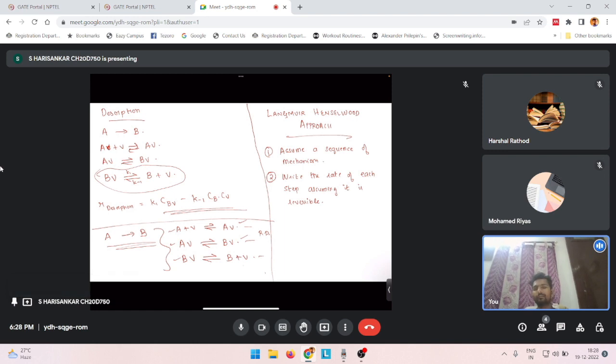We wrote the reaction rate equation for it. So you can write the rate equation for adsorption. So here, R_adsorption is equal to K1 C_A C_V minus K minus 1 C_AV, right? Then the reaction will be K1 C_AV minus K minus 1 C_BV. Now we'll write it as K2 to avoid confusion. And this desorption, R_desorption will be K3 C_BV minus K minus 3 C_B C_V. So you can write these three rates of reactions based on these three elementary steps that you assume. So that is step number two. And step number three is assume one of these steps to be rate determining.